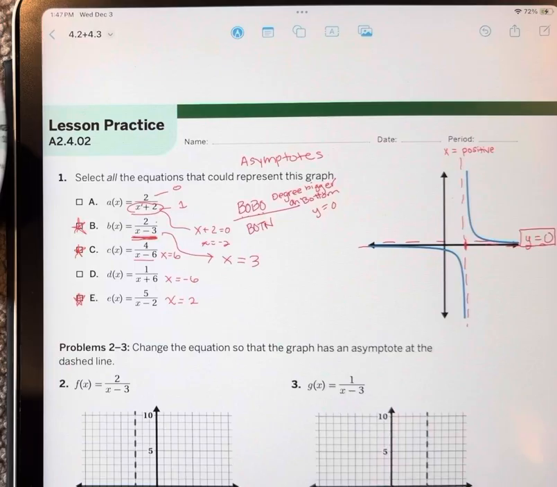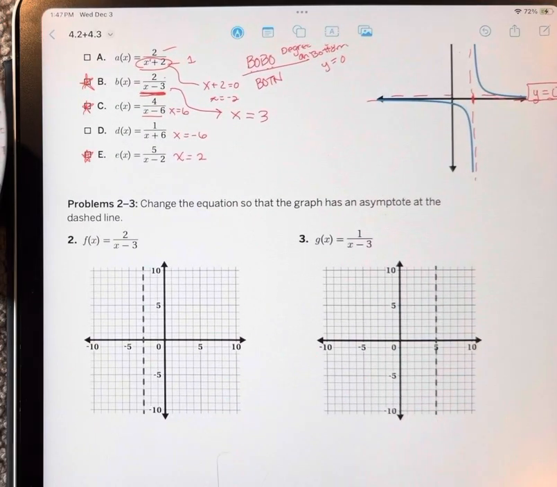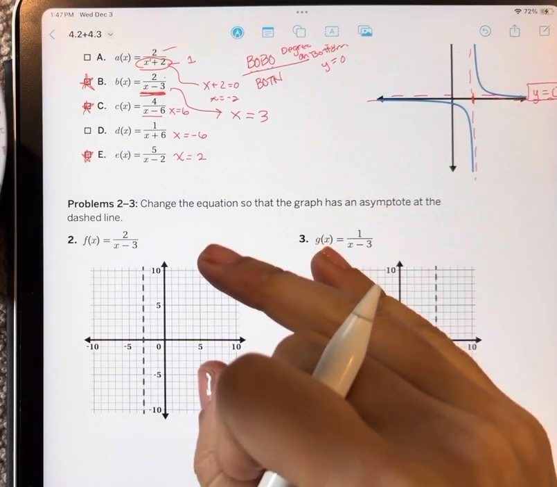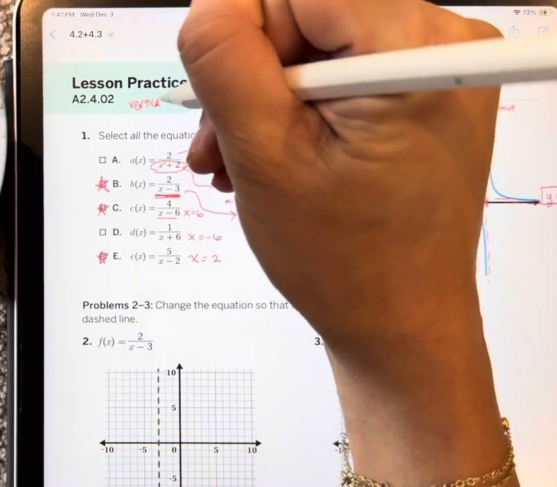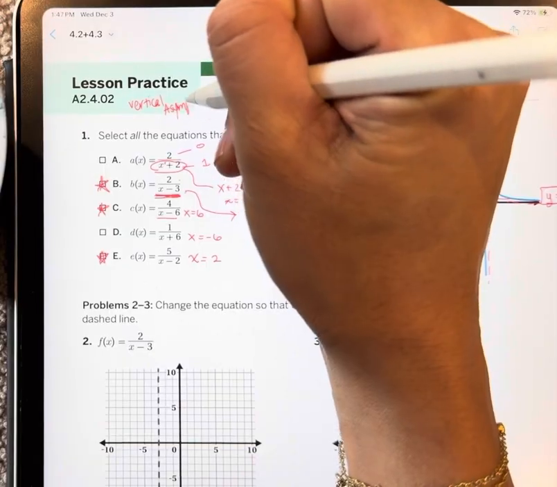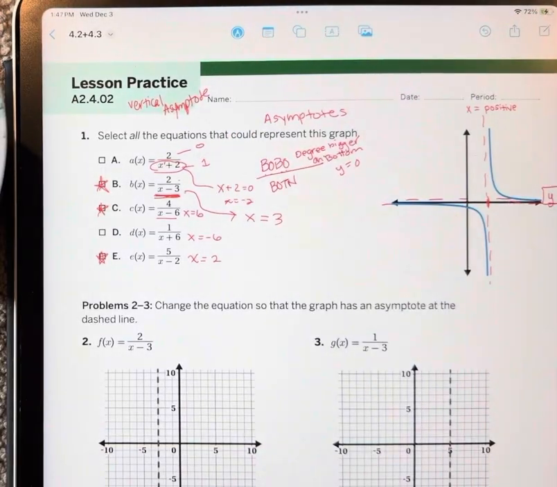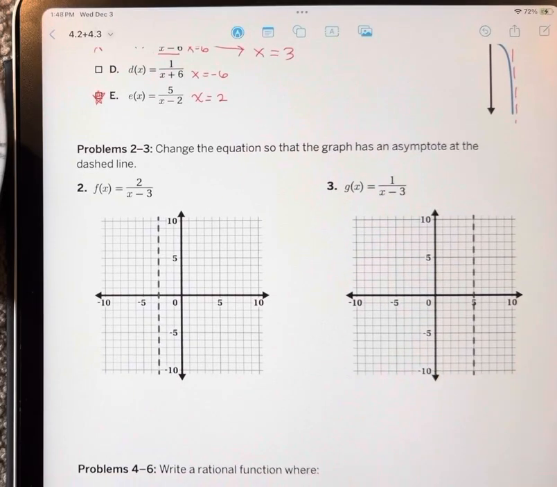Oh my gosh, I just realized 4-2 is the vertical asymptote section. So forget horizontal asymptotes, guys. It's not going to help us in this section. We're only focusing on verticals right now.